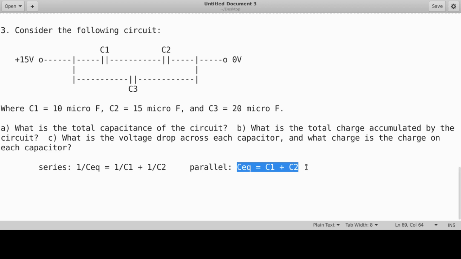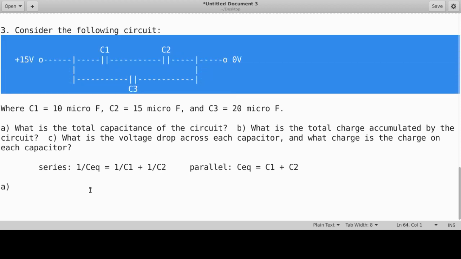They're very similar problems, but they are different because, of course, the formulas are switched around for series and parallel. Okay, so let's start answering the problem. Question A is, what is the total capacitance of the circuit? And here I have 3 capacitors.